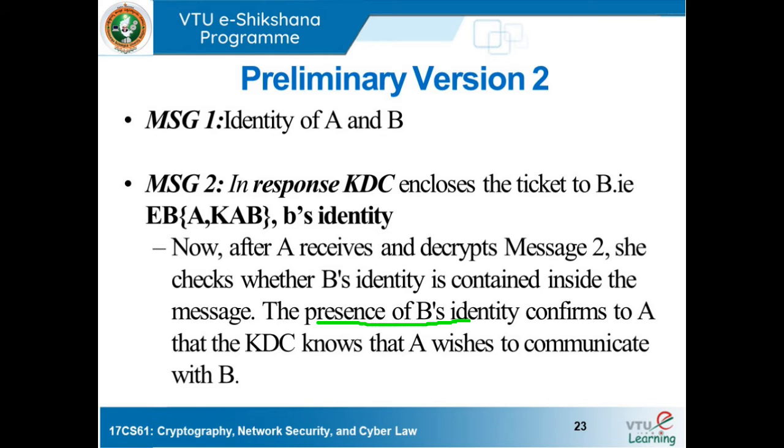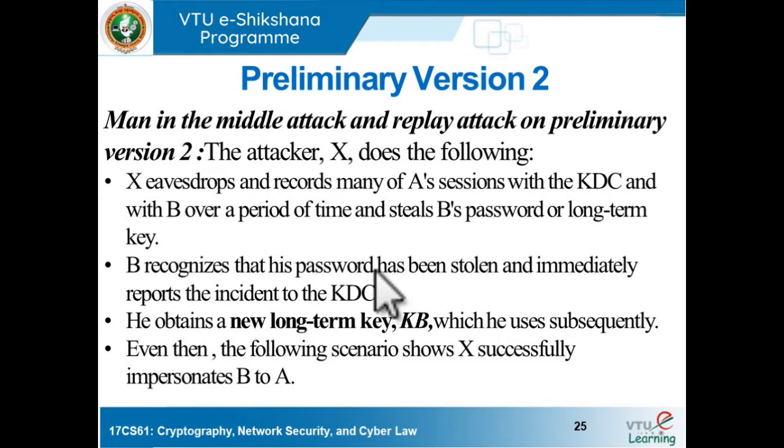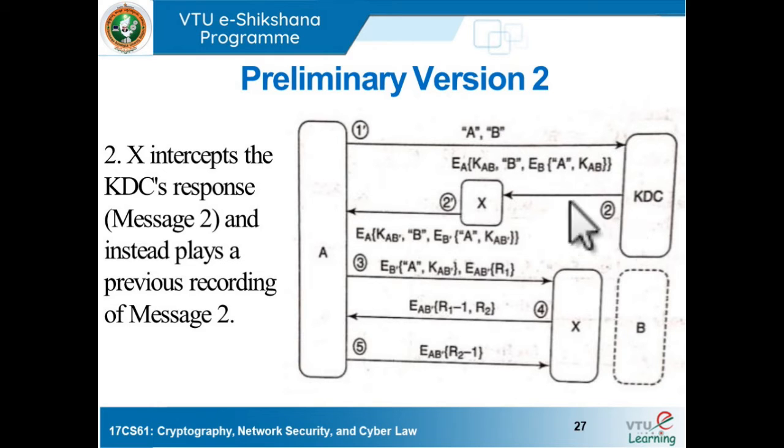Now upon receiving the second message, what does A do? First, A will decrypt the message using the long-term key that it shares with KDC. First is decryption. Now upon decryption, what does it get? It gets a session key KAB. After obtaining the session key KAB, the user A will generate a random nonce called R1. This is the challenge that will be sent to B in order to perform mutual authentication.